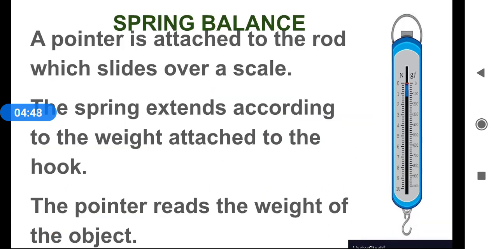A pointer is attached to the rod which slides over a graduated scale on the right. The spring extends according to the weight attached to the hook, and the pointer reads the weight of the object on the scale.